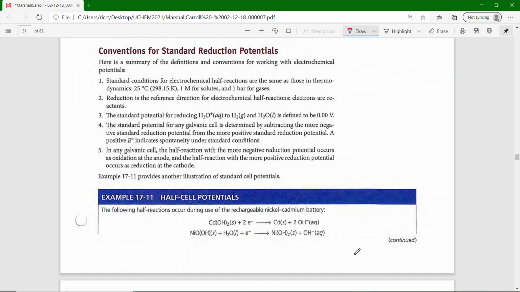Conventions. Typically the temperatures are 25 degrees Celsius, 1 molar solute, 1 bar for gas. Electrons are the reactants when we write our SRP table. Standard reduction potential table, right?